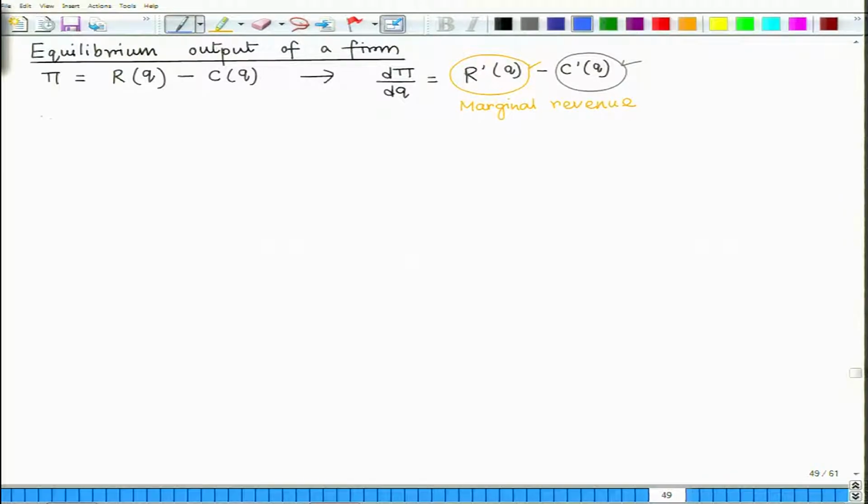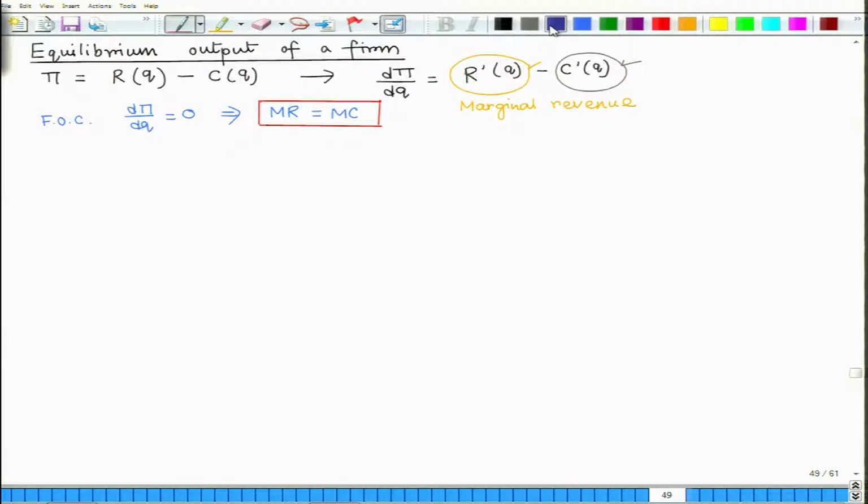So, the first order condition can be obtained after setting this d pi dq equal to 0, and that leads to this condition MR equal to MC, right. So, this is a very important first order condition that we are going to utilize heavily in the theory of markets.